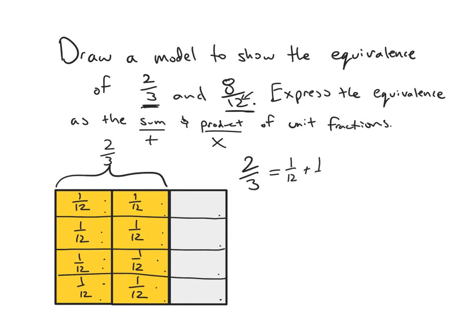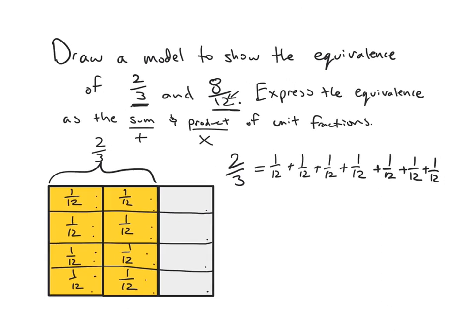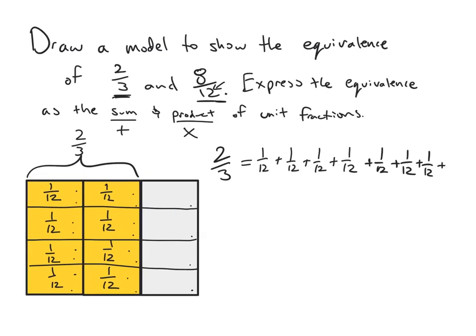1/12 plus 1/12 plus 1/12 plus 1/12 plus 1/12 plus 1/12 plus 1/12. I'm going to need a little bit more room here, so I'm going to zoom out just a little bit and slide over. Plus 1/12. So I have 1, 2, 3, 4, 5, 6, 7, 8.